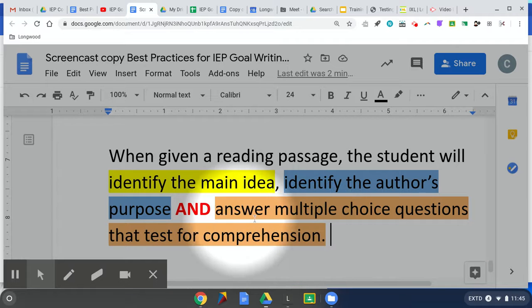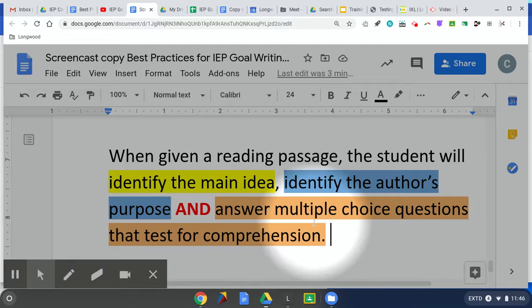Okay. But just keep in mind when you're writing these goals and passing them on to other teachers, if you have the word "and" in there, usually that's a signal that you're trying to assess more than one skill. So always go back and ask yourself, in this example, out of these three skills, identify the main idea, author's purpose, and then just basic comprehension questions, which of those is prioritized as the most important that this kid needs to work on to enable them to access the gen ed curriculum?